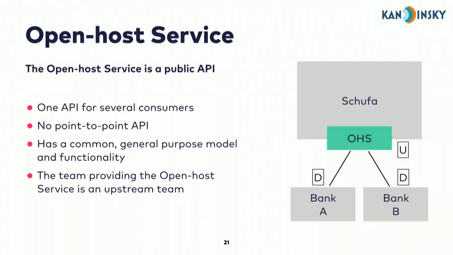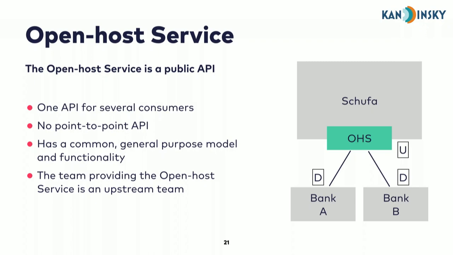So the aim is to provide a general purpose access to a subset of the functionality of a system or of a bounded context, so to say. The team which is providing the open host service is basically always on the upstream because they have a lot of power. I have never seen a scenario where I would say that an open host service is a credible downstream. If you have an example for that, I'd be very happy to hear about that.